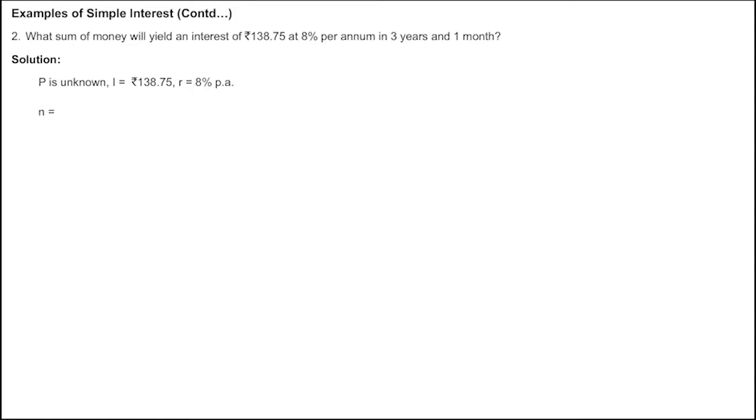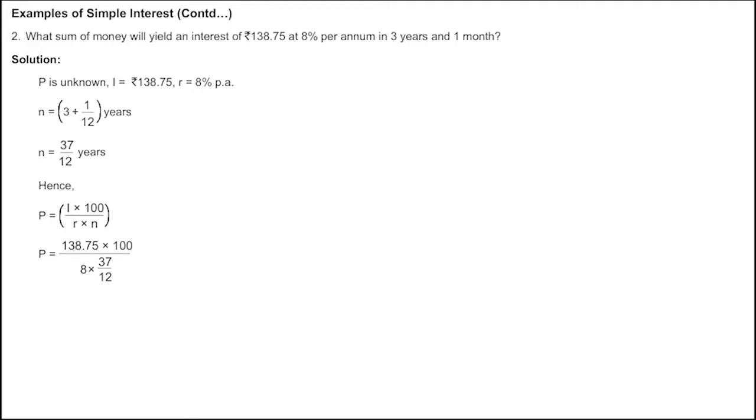So N, which is 3 years and 1 month, is to be converted into years. This will be 3 years plus 1 upon 12. 1 month is equivalent to 1 upon 12 years. So 3 plus 1 upon 12 will give us 37 upon 12 years, that is N. Now as mentioned earlier, to find the value of principal, we use the formula I into 100 whole upon R into N. What is I given to us?